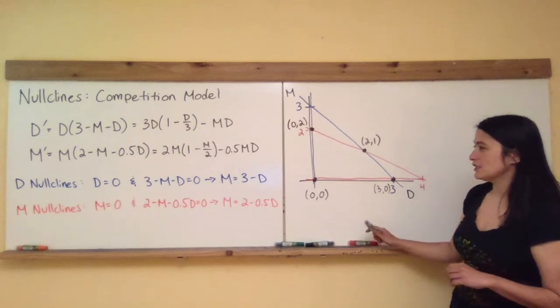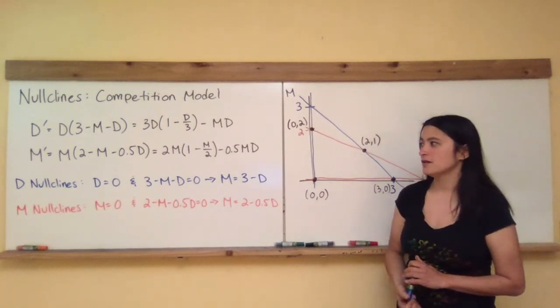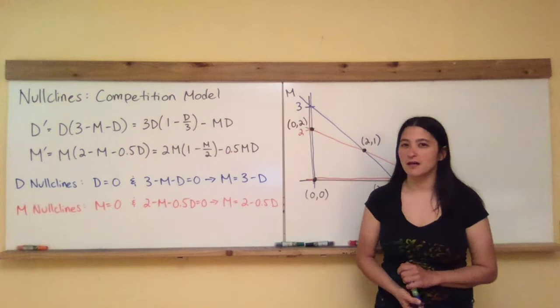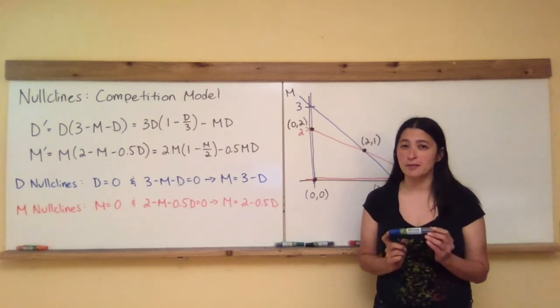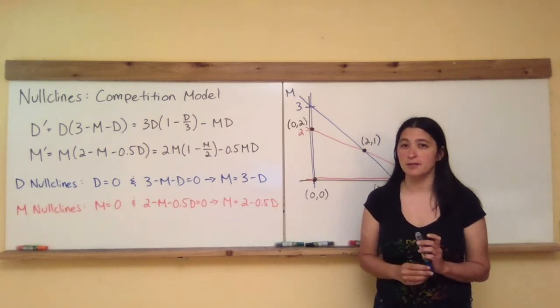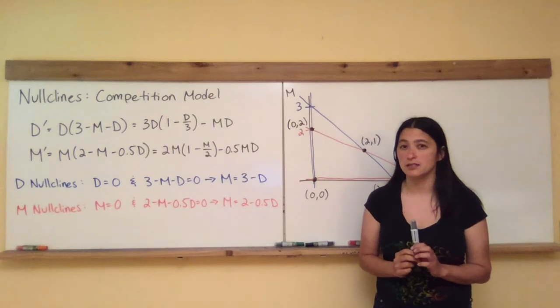First, we're going to consider the D nullcline. Okay, on the D nullcline, are things going to be pointing left and right, or are they going to be pointing up and down on the D nullcline?